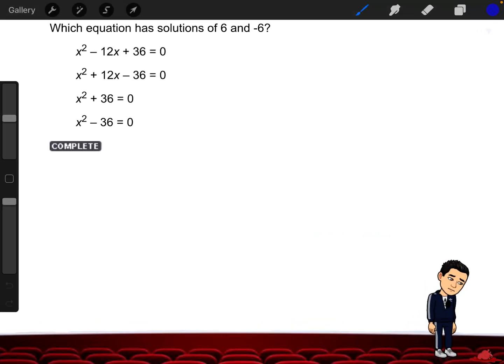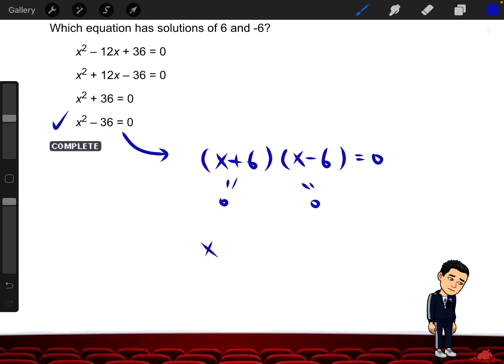All right, so let's check out the next one. Which equation has a solution of 6 and negative 6? It's actually going to be the last one, because this one you can factor into x plus 6 times x minus 6 equals 0. Okay, if you set each factor equal to 0, you're going to get x equals negative 6 or positive 6.